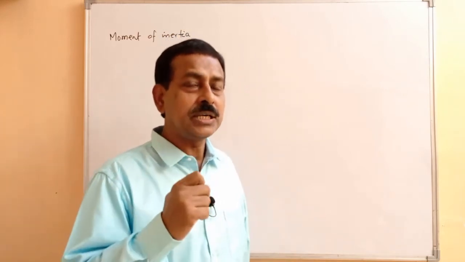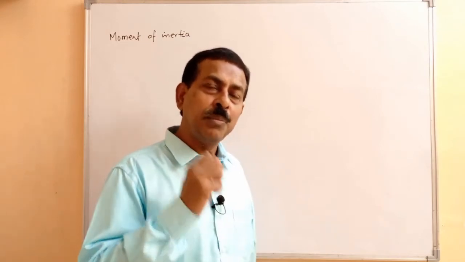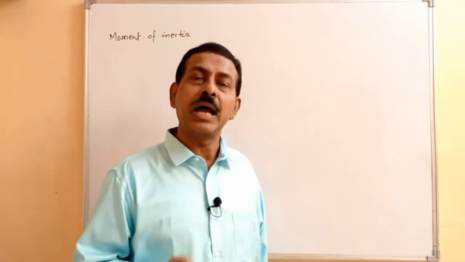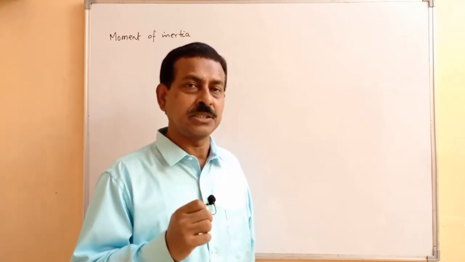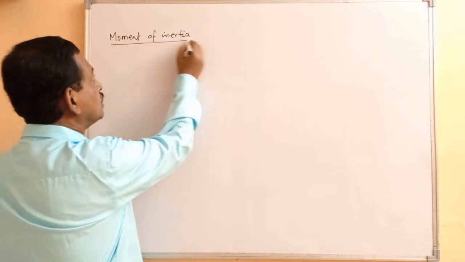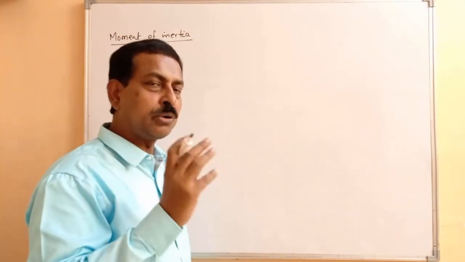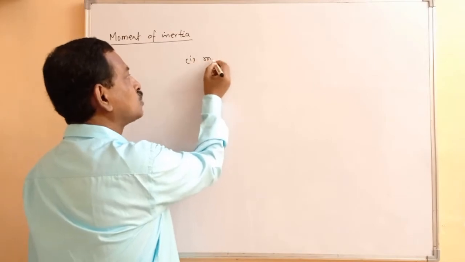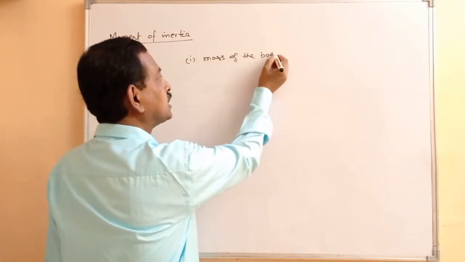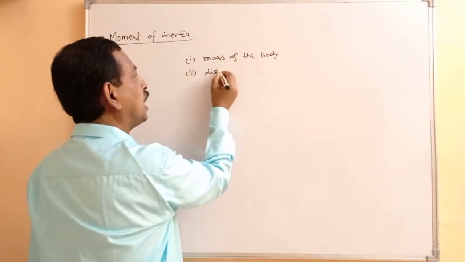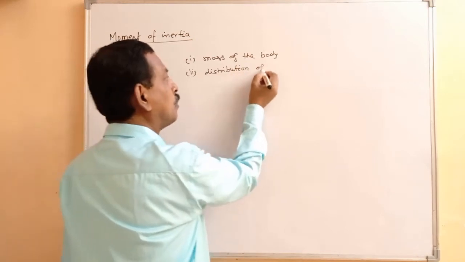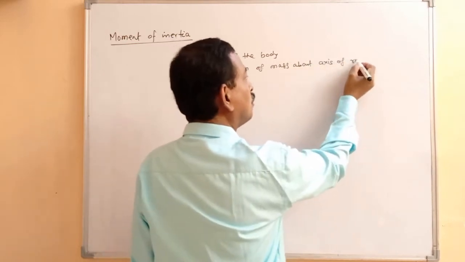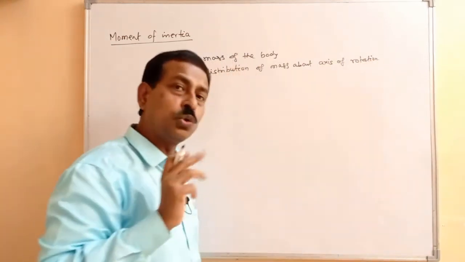Just like the inertia depends upon the mass of the body, moment of inertia of a body will depend upon the mass of the body as well as the distribution of the mass about the axis of rotation. So it will depend upon two factors. So this moment of inertia for a given body about a given axis of rotation will depend upon two factors. One, mass of the body, and second is distribution of mass about the axis of rotation. So it depends upon two factors.